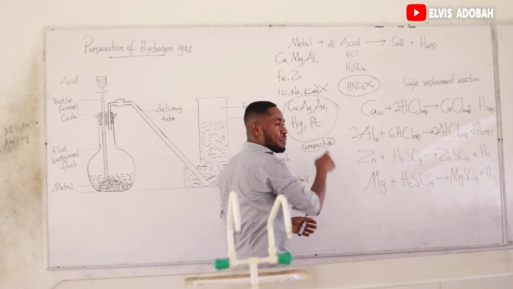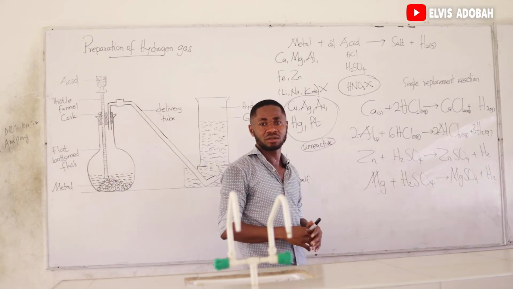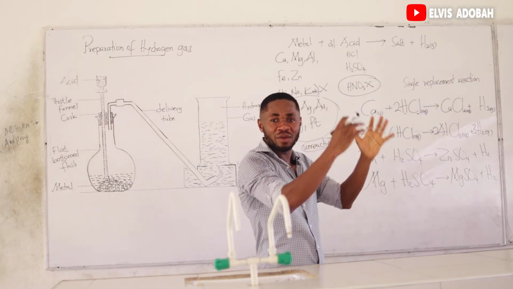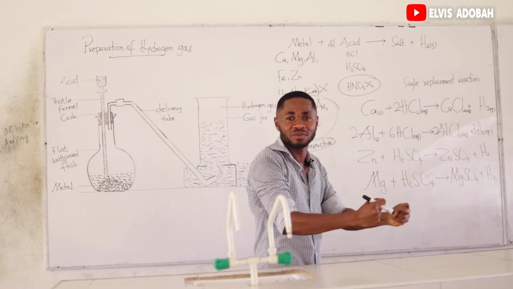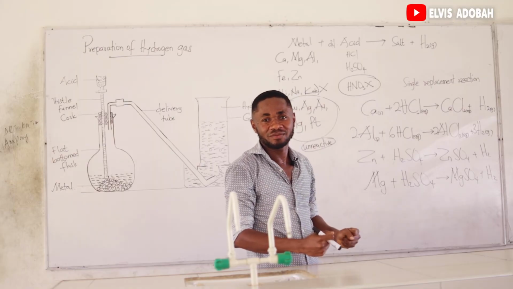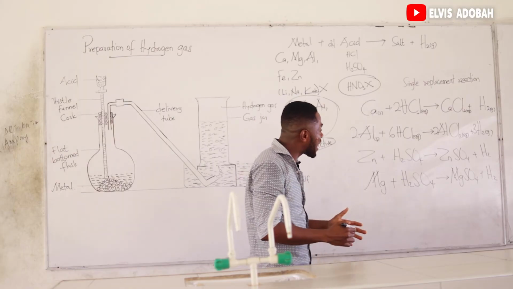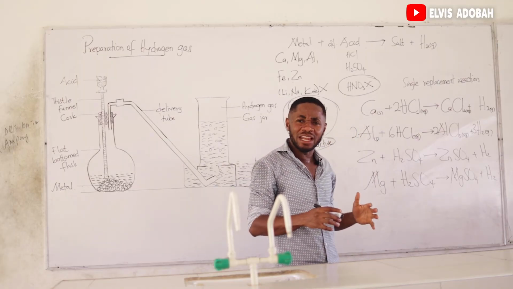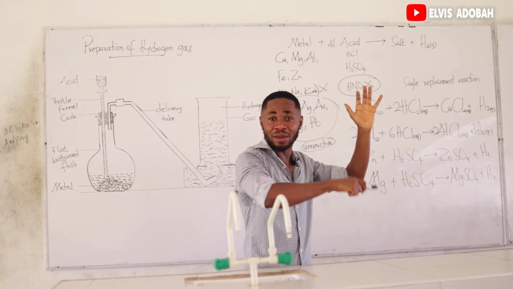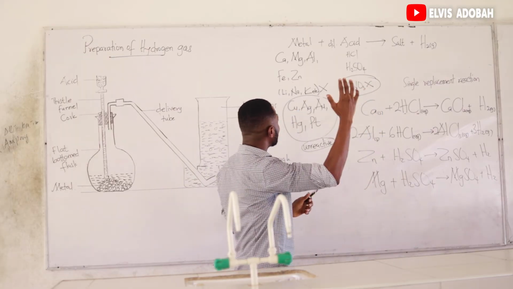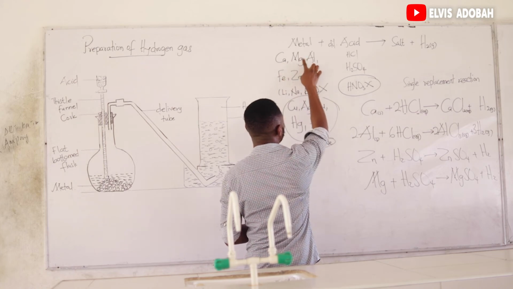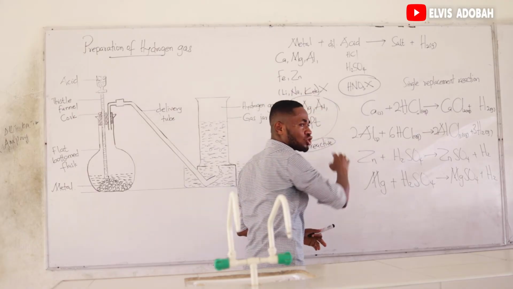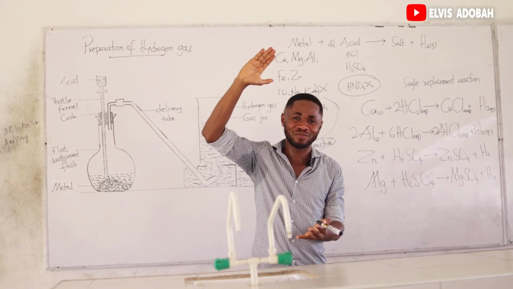These metals are beneath hydrogen in something we call the reactivity series. It is a list of elements according to how reactive those metals are. And in those arrangements, we have hydrogen gas somewhere. All the elements above hydrogen can come and replace hydrogen. So, according to that series, calcium, magnesium, aluminium, iron, zinc, lithium, sodium, potassium are all above hydrogen.